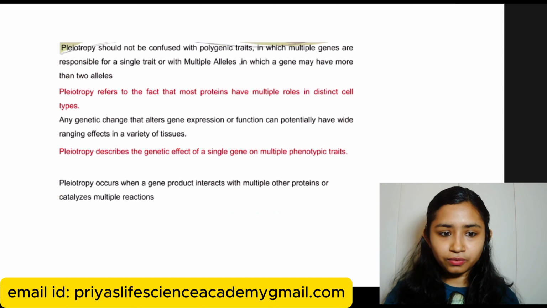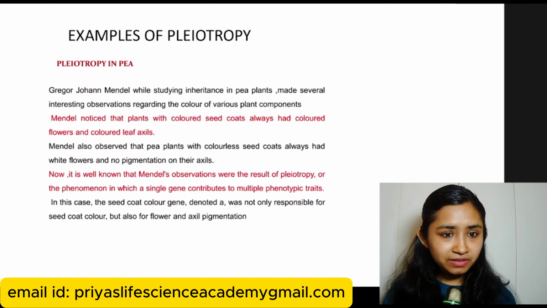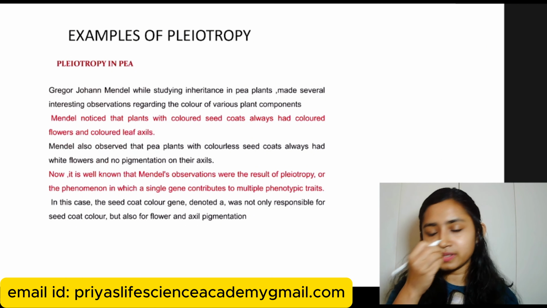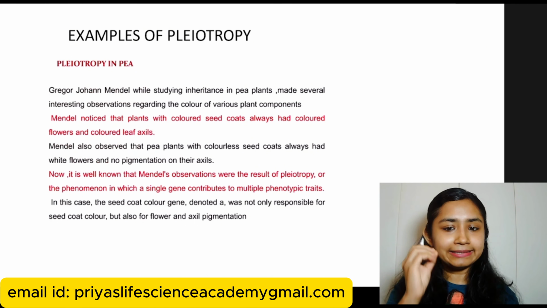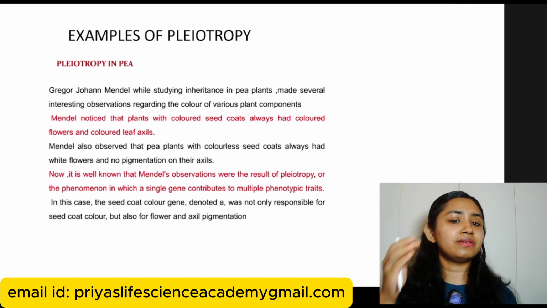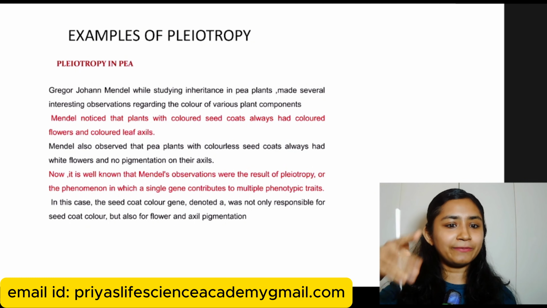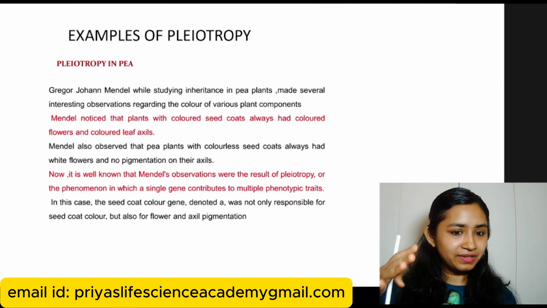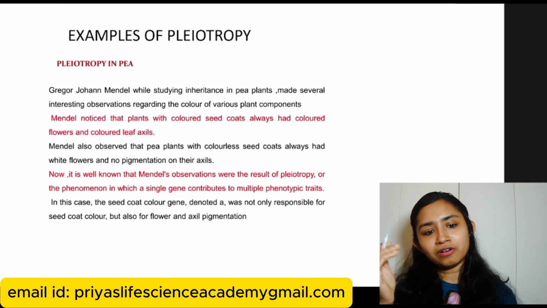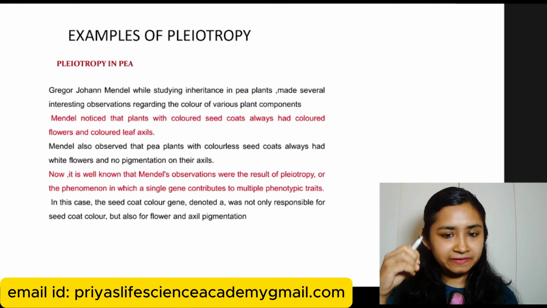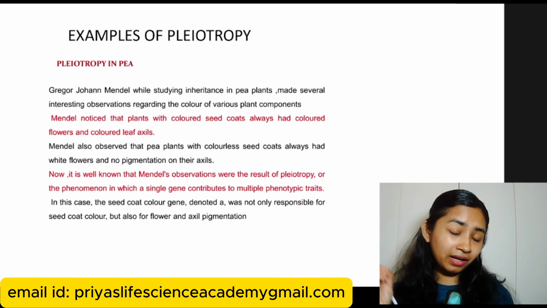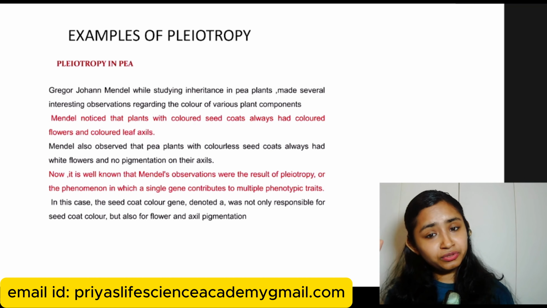Coming to a few examples of pleiotropy, we can see in pea plants that there are some genes which are pleiotropic, that they can contribute to multiple characteristic features. Mendel noticed that plants with colored seed coats always have colored flowers and colored leaf axils. So it is now well known that Mendel's observation was the result of pleiotropy, the phenomenon in which a single gene contributes to multiple phenotypic traits, where you could see that the flower color and seed coat color are contributed by a single gene.